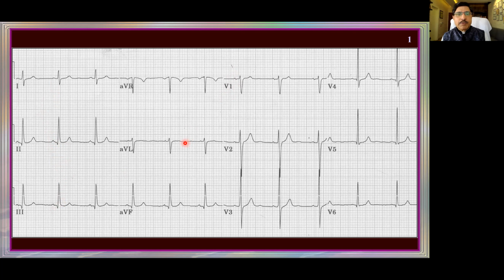Could it be left anterior fascicular block? Because anterior fascicular block looks like a normal ECG, but anterior fascicular block will have a left axis. That is not there. So I am happy.